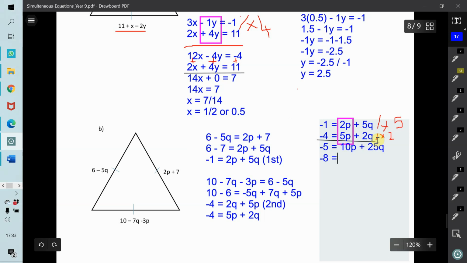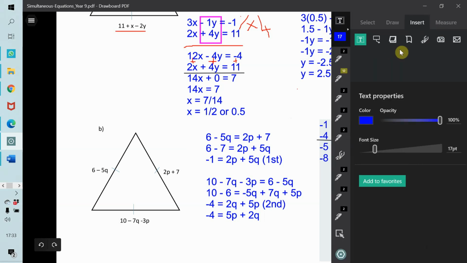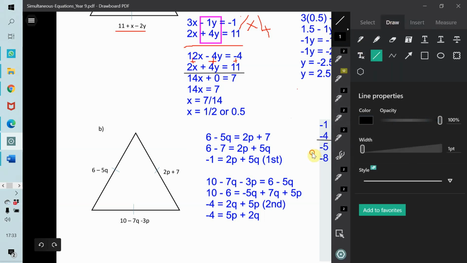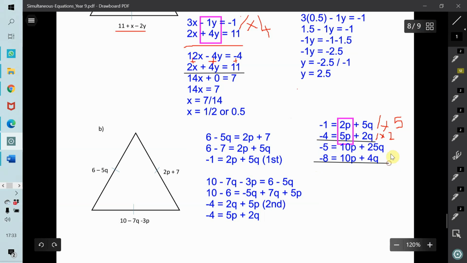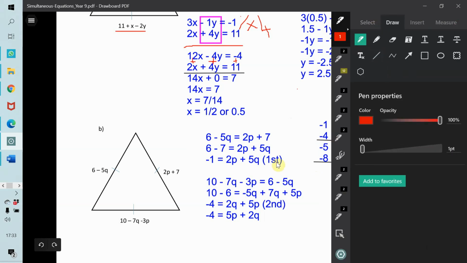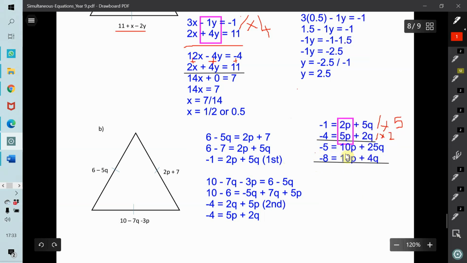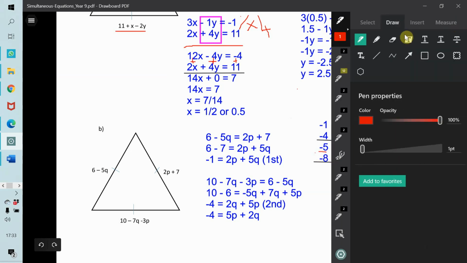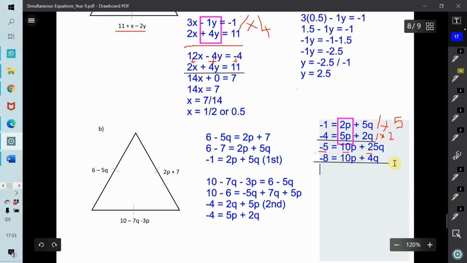Minus 8 equals 10p plus 4q. Now they're the same. I draw a line, okay? I need to see what sign to put between them. Is it a plus or a minus? Since they're both positive, I need one to be negative. I need to change the sign. So for me to change a sign, I need to place a minus. Minus changes the sign. Positive keeps it the same. Okay? So now let's continue.